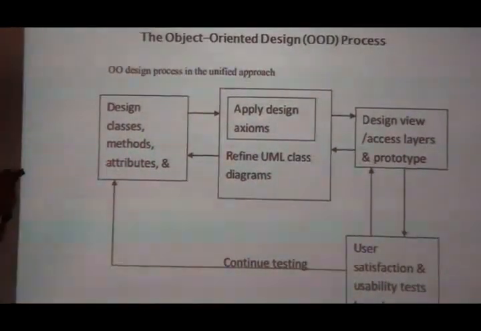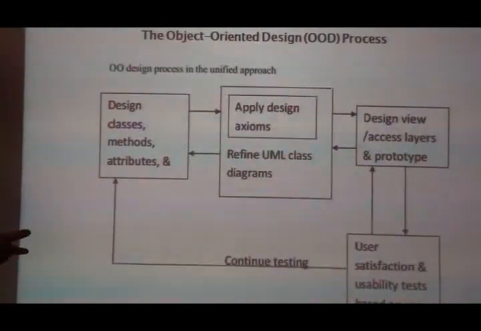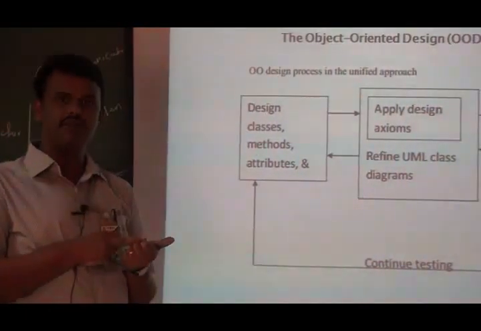What are the steps of the analysis phase? First we have to identify the actors, then develop a simple business process model using an activity diagram, then develop the use cases, then develop the interaction diagrams, that is the sequence and collaboration diagrams.